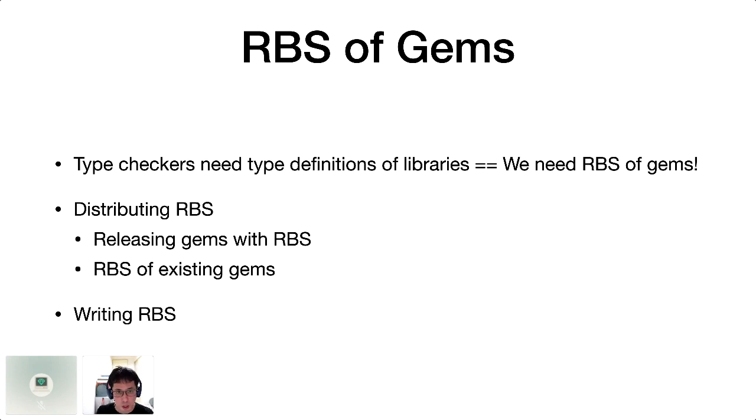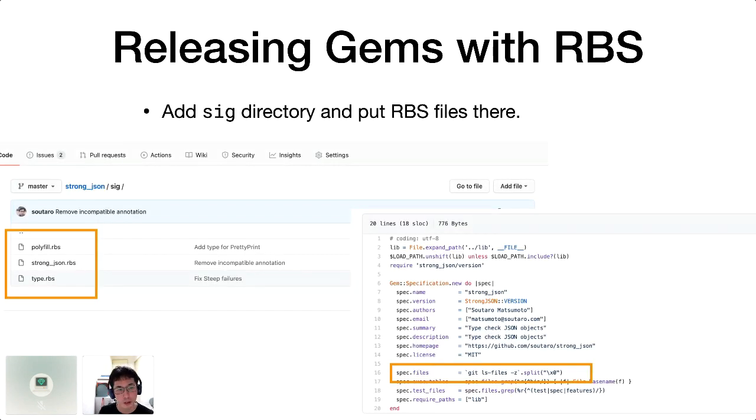So the first option is releasing gems with RBS. This is super simple. Just make a sig directory and put RBS files there. This is an example of a gem called strong_json. This is my gem, and it has a sig directory at the root of the repository. There are three RBS files in the directory, and you will find that the RBS files are included in the .gem file. So when the RBS gem is trying to load a library, it will scan the sig directory and load the RBS files in that directory.